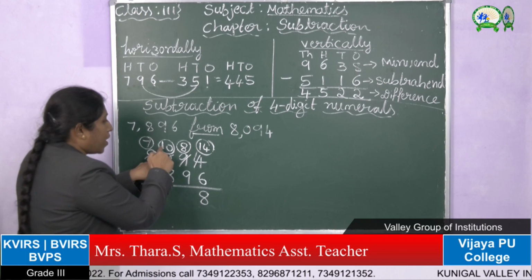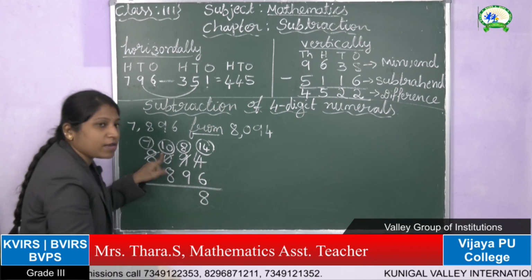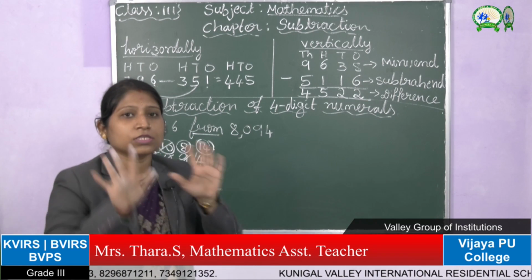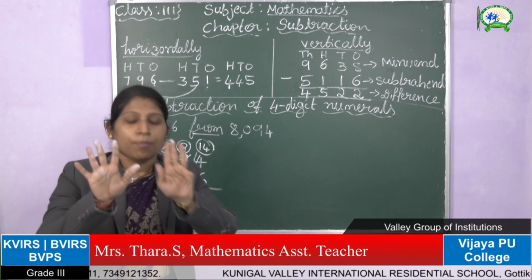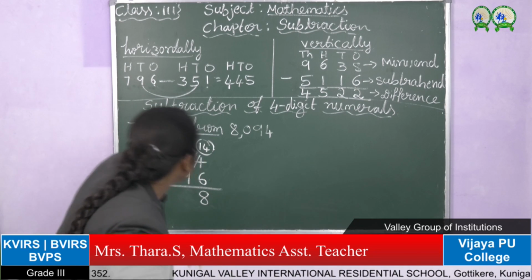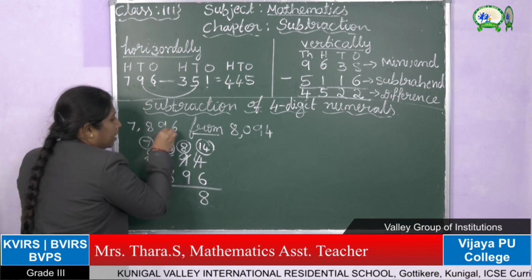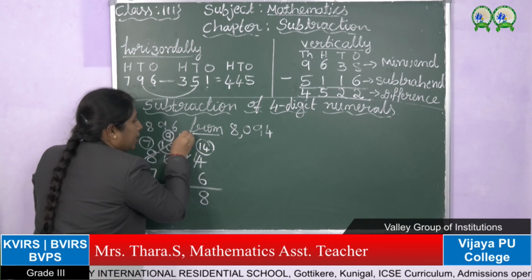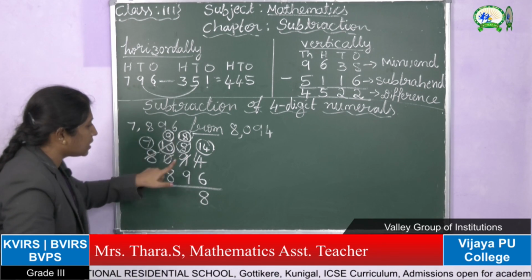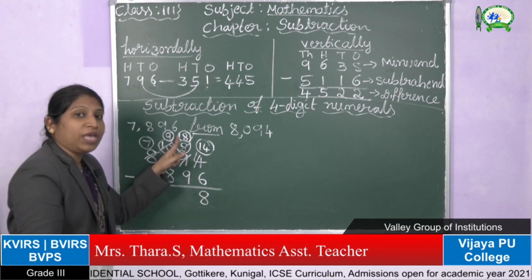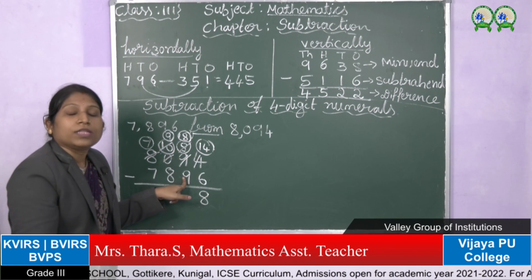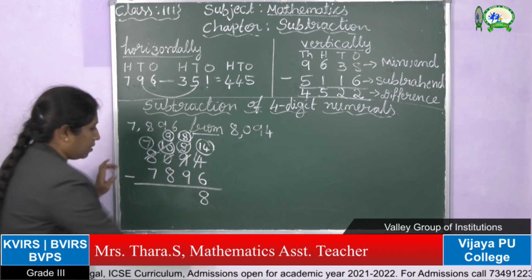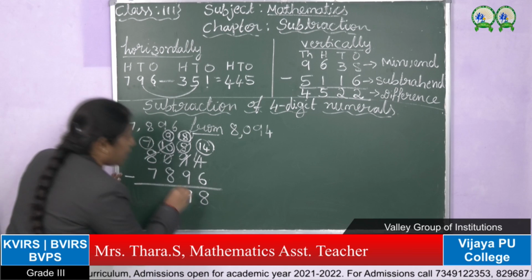Now you can take one borrow from this 10. Yes or no? So 10 becomes what? We have 10, and we take 1 as a borrow, so 10 becomes 9 and 8 becomes 18. Now you can subtract 9 from 18. So 18 minus 9 is 9.